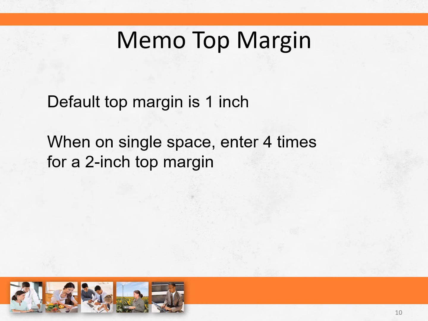So the default top margin is 1 inch. We want a 2 inch top margin for a memo. So on single space, we will enter 4 times for a 2 inch top margin. There are other ways to do it, but this is the easiest. And if your document goes to a second page, you don't have to worry about fixing the top margin. It'll be right.